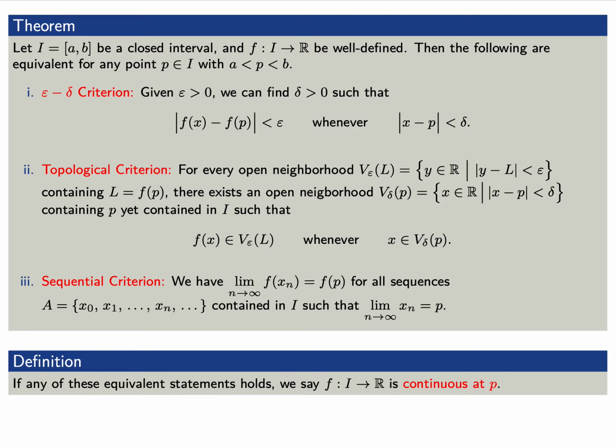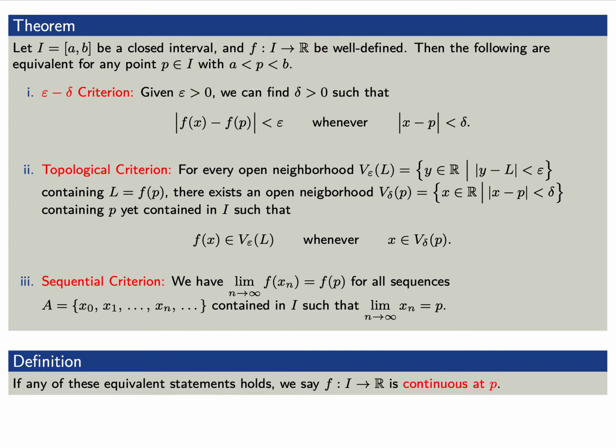If any of these equivalent statements holds, we'll say that our function f is continuous at p. Indeed, in the past, we've already seen that our definition of continuity is the same as the epsilon delta definition. In fact, we proved as a consequence that if f is continuous, then the sequential criterion holds. Now we claim that the converse is true. That is, if the sequential criterion holds for all sequences, then the epsilon delta criterion holds.